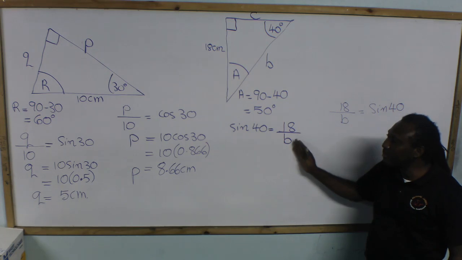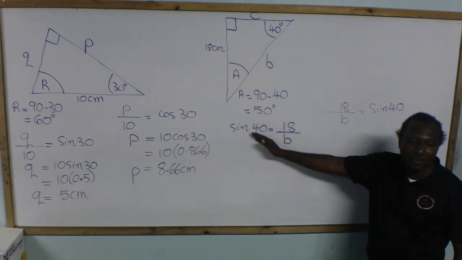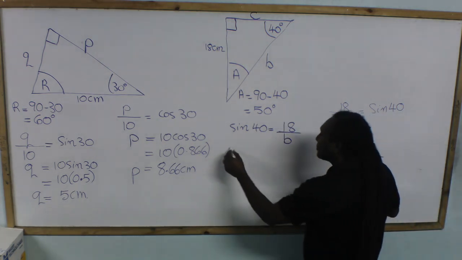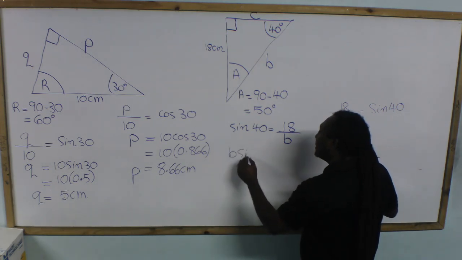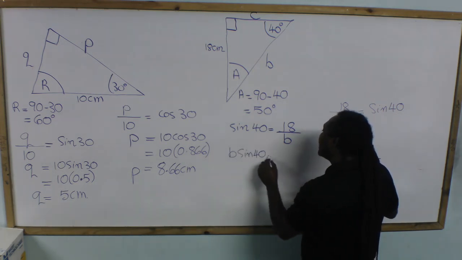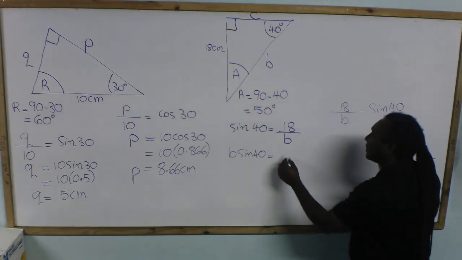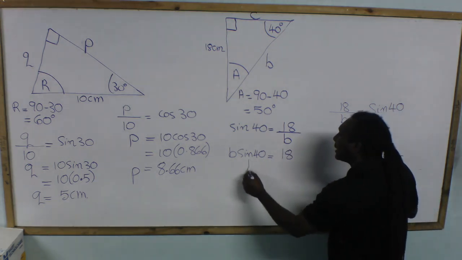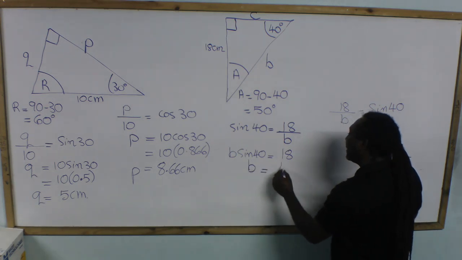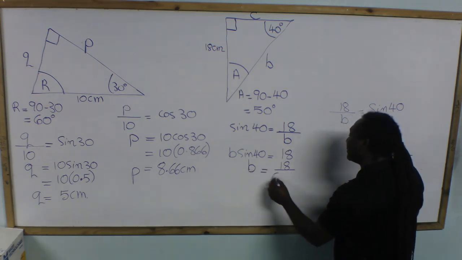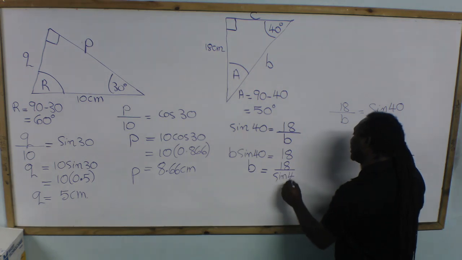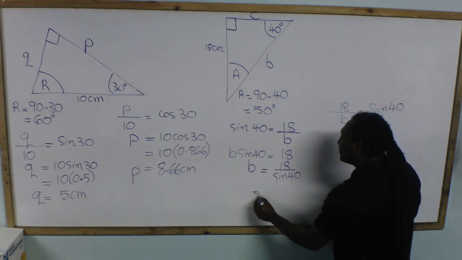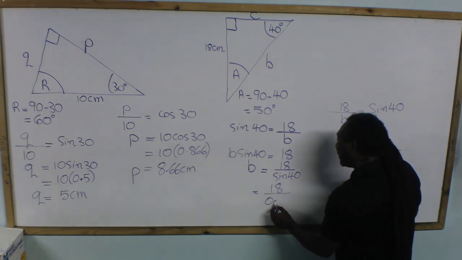So when you have it here and you make the first step in transposition, it is right there on the left. So we have what? B sine 40 is equal to what? 18. Don't use your calculator to do anything as yet. B is equal to what? 18 over sine 40, which is equal to 18 over 0.64.